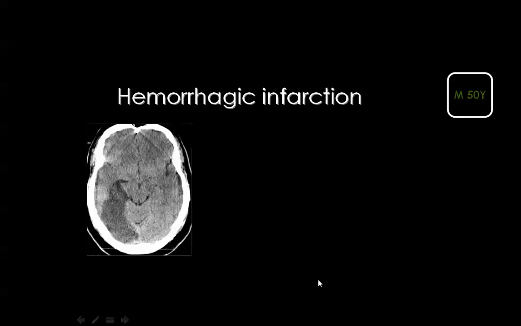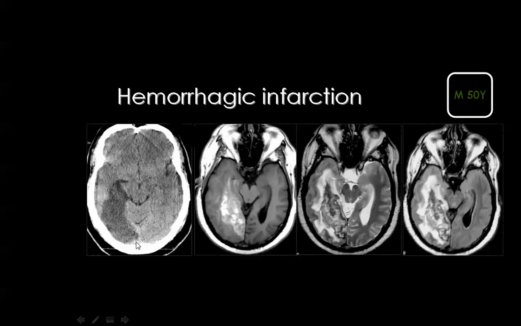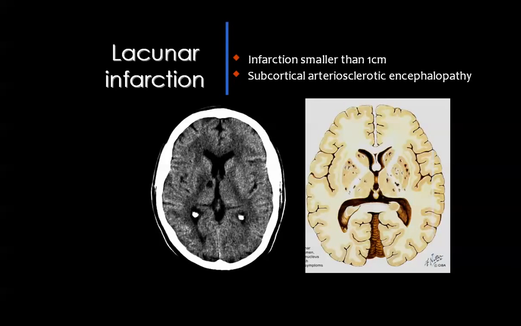By CT, the hemorrhage will disappear by time, and you can see this is an infarction. You cannot know whether it is hemorrhagic or not, but if you look at the MR images, you see the brightness in the T1 and the dark signal in the T2, indicative of early subacute blood, which is intracellular methemoglobin. This is an infarction in the vascular territory of the posterior cerebral artery on the right side.